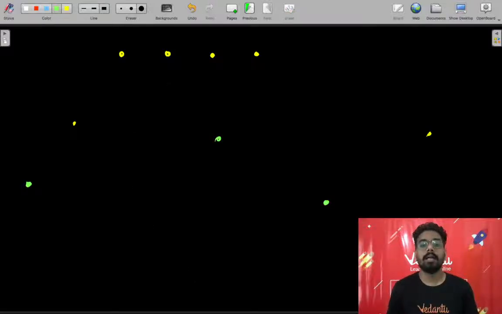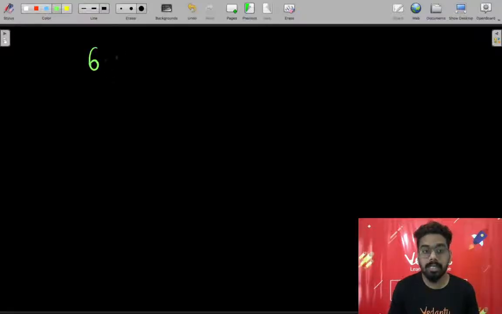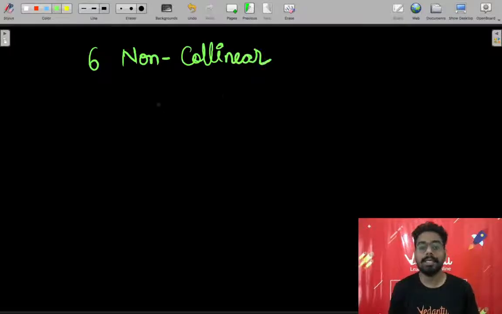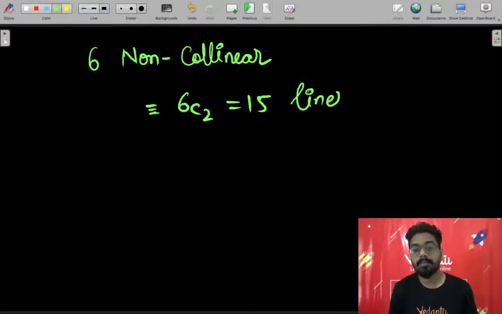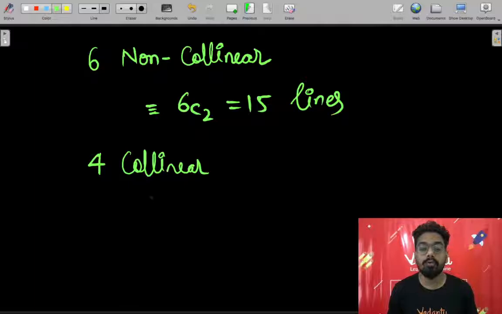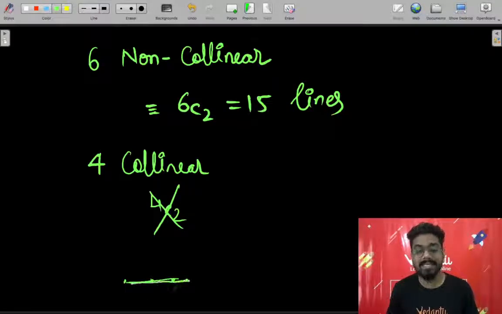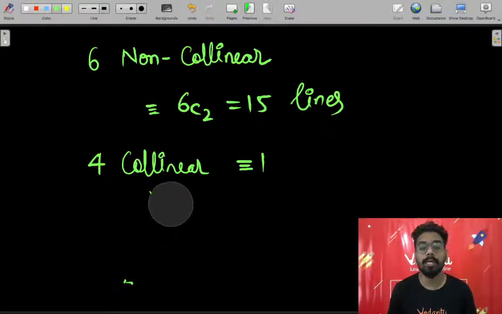Now the point is, if you want to draw a line from 6 non-collinear points, you can draw it easily. Answer will be 6C2, which means 15 lines. But if you draw the line by using 4 collinear points, you will not write 4C2. 4C2 will be wrong. Why? Because if these are 4 points, this line and this line and this line are exactly the same. So we will have just one line by using the 4 collinear points.